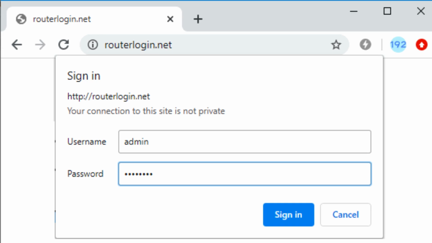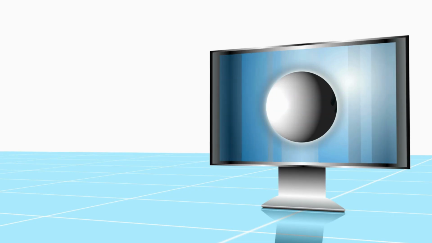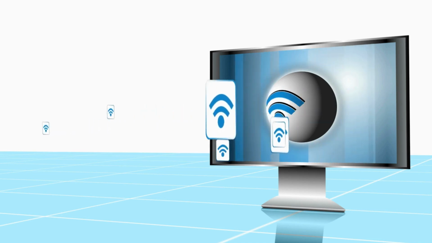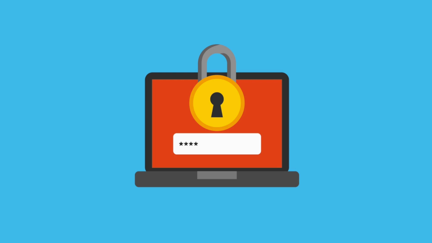Use the default admin username and password to log in, and then change them to something more secure for privacy and safety. Change the default Wi-Fi network name, SSID, and set a strong, personalized password to secure your network.